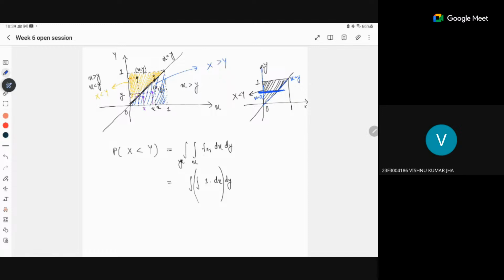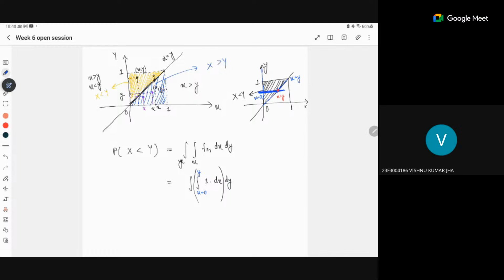So if we have to integrate with respect to x, we are making a horizontal strip parallel to the x axis. I made a horizontal strip, and now I see how x varies. My x starts from 0, so I'll put the limit as x is equal to 0, and it ends over here. And what is this? This is x is equal to y. So I will put the limit from x is equal to 0 to y.